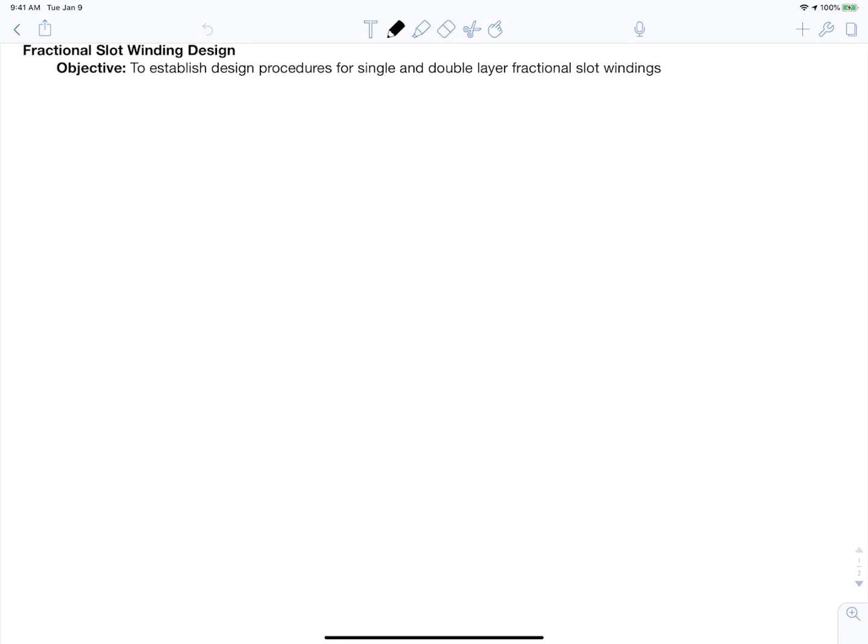And we'll have to consider the case of a single layer winding separate from a double layer winding. And we're going to start by talking about the double layer winding because the fractional slot design procedure for a double layer winding is nearly identical to the design procedure for an integral slot double layer winding. And then from there, we're going to build up and talk about why we have to modify the design procedure for single layer windings, and finally propose a set of steps that we will use to design single layer fractional slot windings. So, starting with the double layer winding.